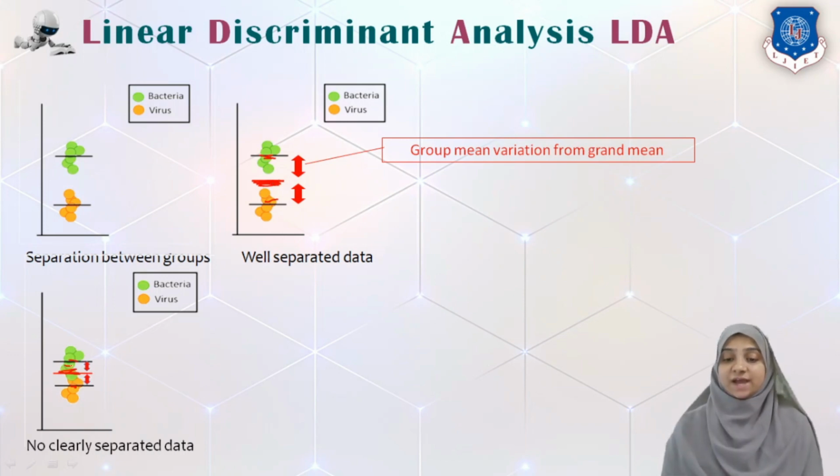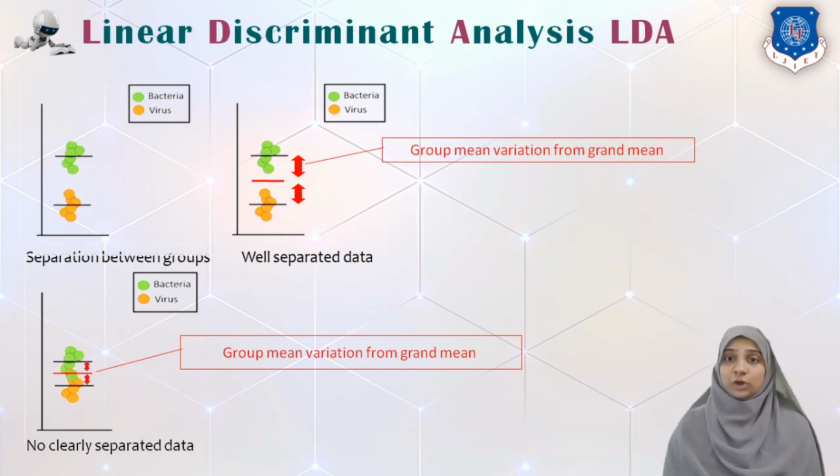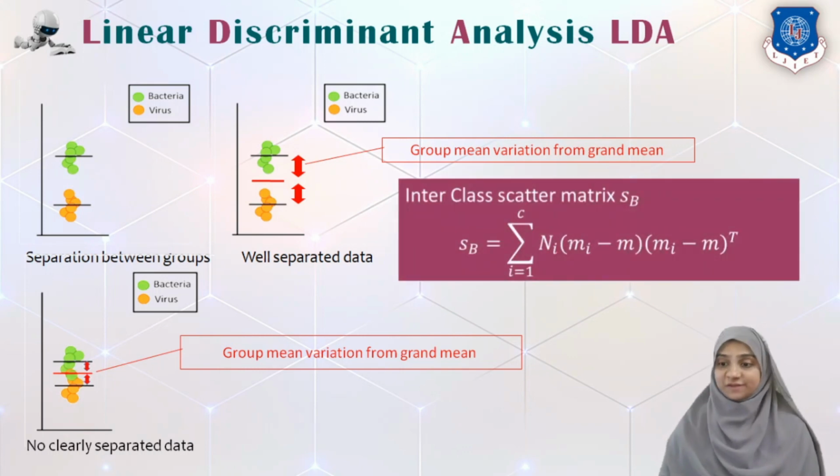As you can see, we again have 2 different group means, and the difference between the grand mean and group mean is very less. So here we can say the data is not clearly separated. In this case, the group mean variation from the grand mean is very less as compared to our first example.